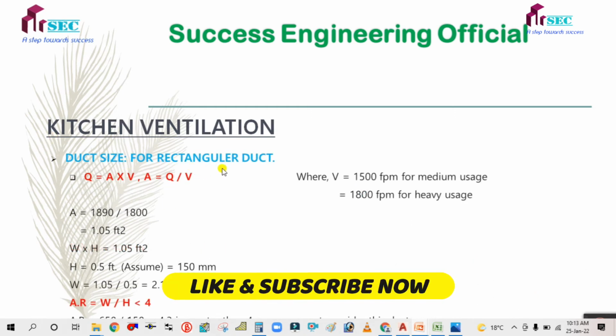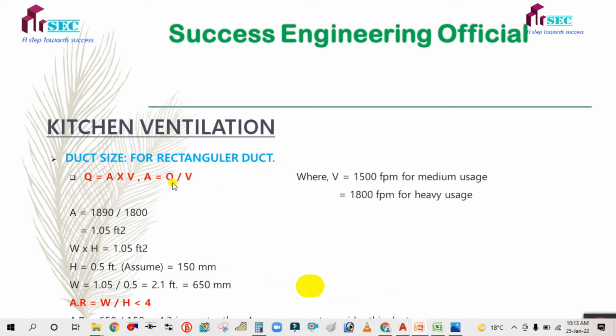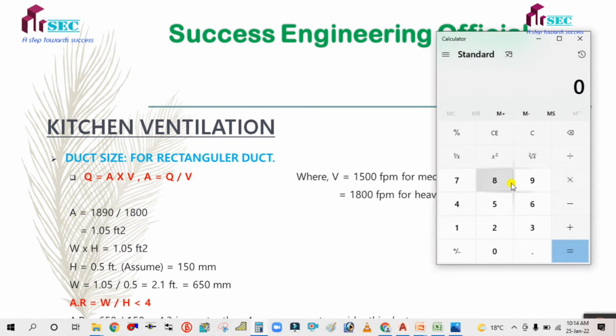Next, we have to calculate the duct size for the rectangular duct. So Q is equal to A into V, the continuity equation. As you know, Q is equal to A into V, so A is equal to Q by V. So A is nothing but the Q, you already got 1890, and V we are considering 1800 feet per minute, as I told you in the beginning, 1800 to 2200 feet per minute velocity is considered for the kitchen exhaust design. So after dividing 1890 by 1800, we are getting 1.05 square feet.